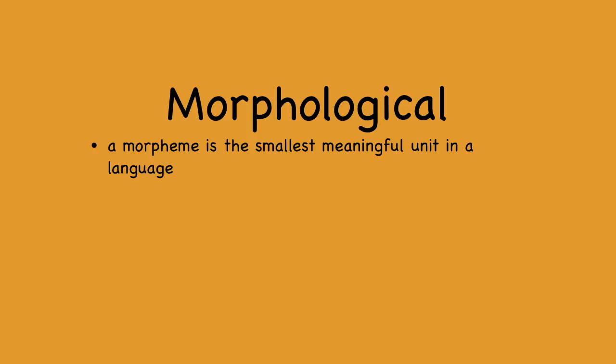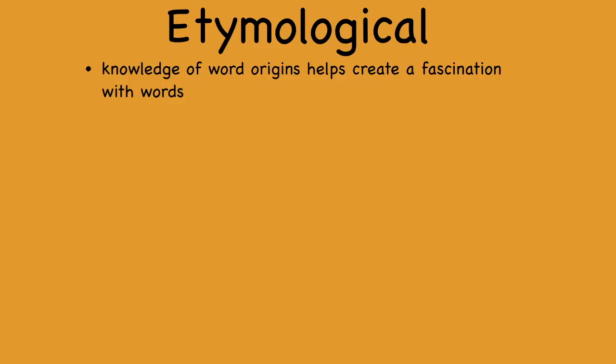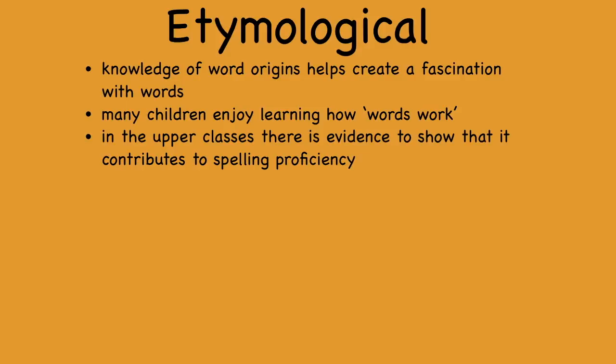Now we know a morpheme is the smallest meaningful unit of language. These are the affixes, prefixes, and suffixes, the stem, the root, and the base. Finally, there is the etymological knowledge. And this is a knowledge of word origins, which helps create a fascination with words. Many children enjoy learning how words work. In the upper classes, there's evidence to show that it contributes to spelling proficiency.